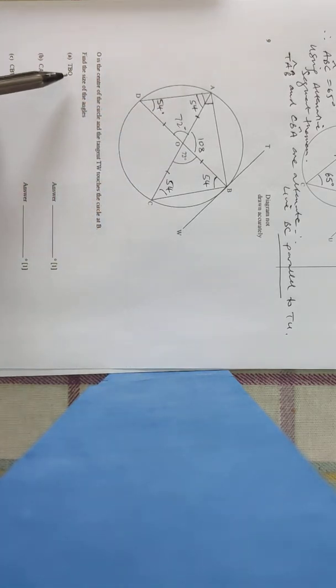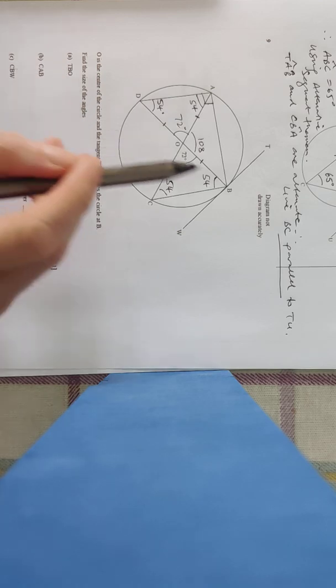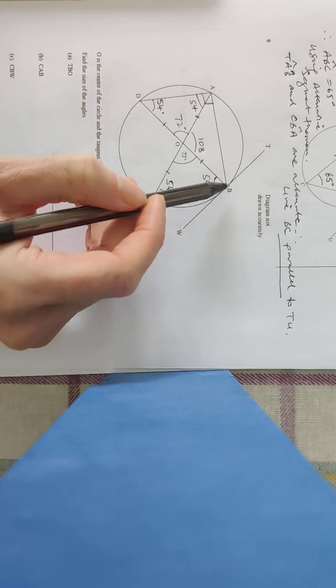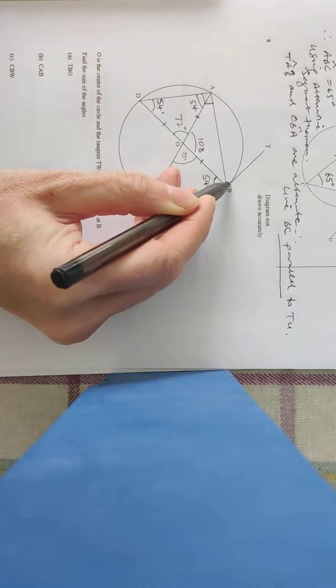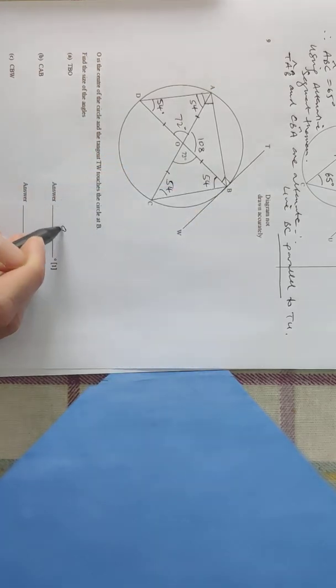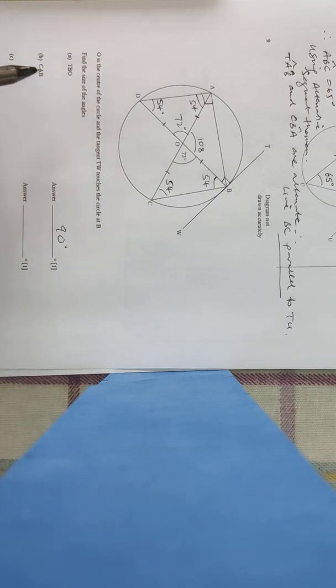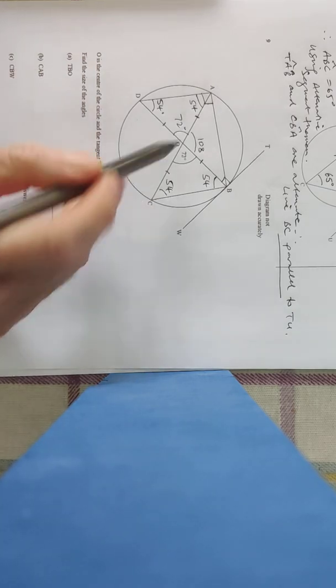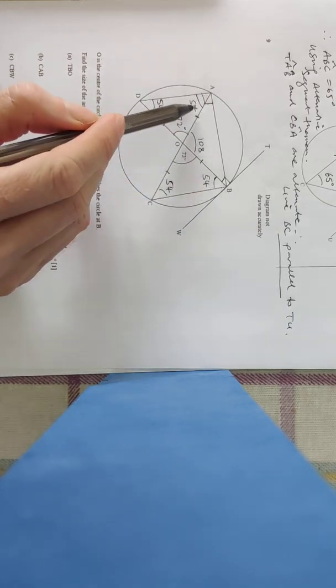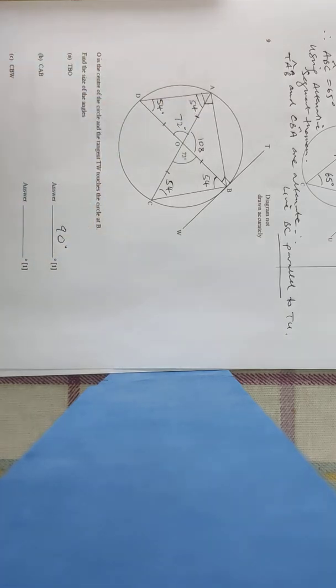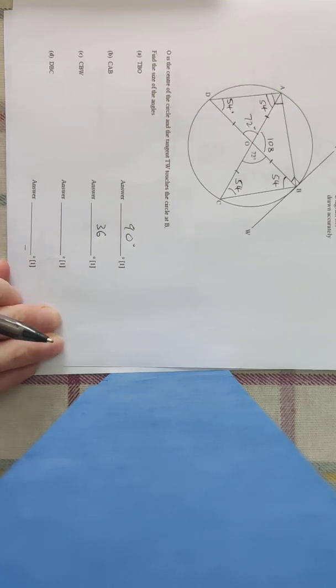So let's look at it and see what we're asked for. Work out TBO. TBO is 90 because that's a radius and a tangent meeting at 90 degrees. CAB, well that's going to be 90 minus 54, which is 36. That's going to be 36.